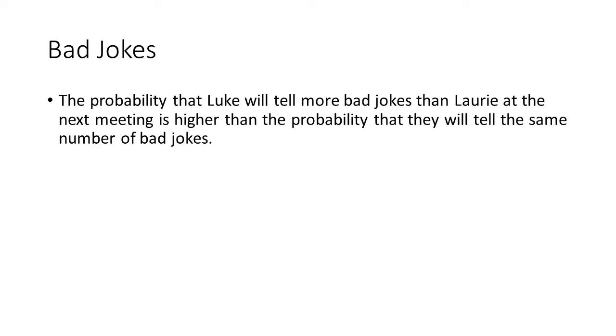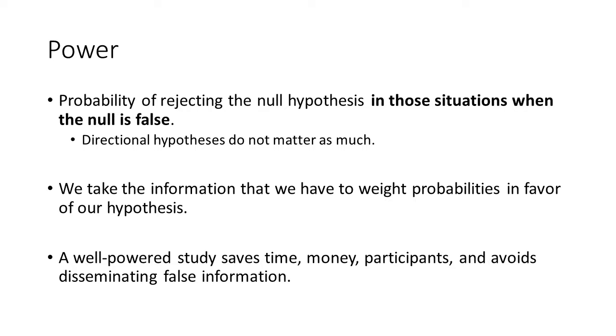So when we think about what that means, that's just simple probabilities. Using that past information, the probability of Luke telling more bad jokes is higher than the probability of Lori telling more bad jokes, or more importantly, the probability that they tell the same number of bad jokes, which would be that null hypothesis. And this is exactly what you can think of when you think about power: simply the probability of rejecting the null hypothesis in those situations when the null is false.